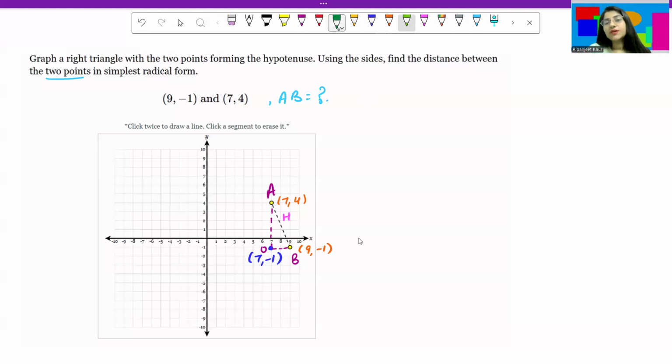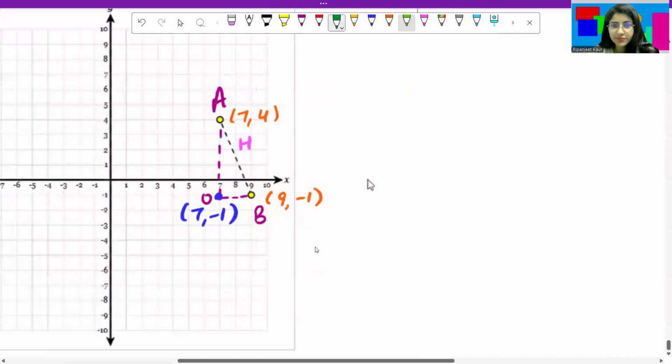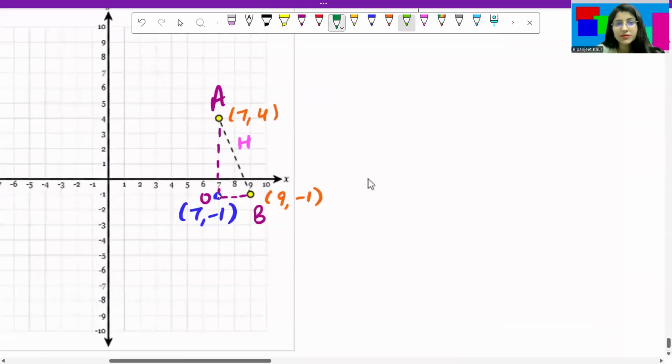Alright, so we want to find out AB, but do we know about OA and OB? Can we find out OA? What is OA? O to A.